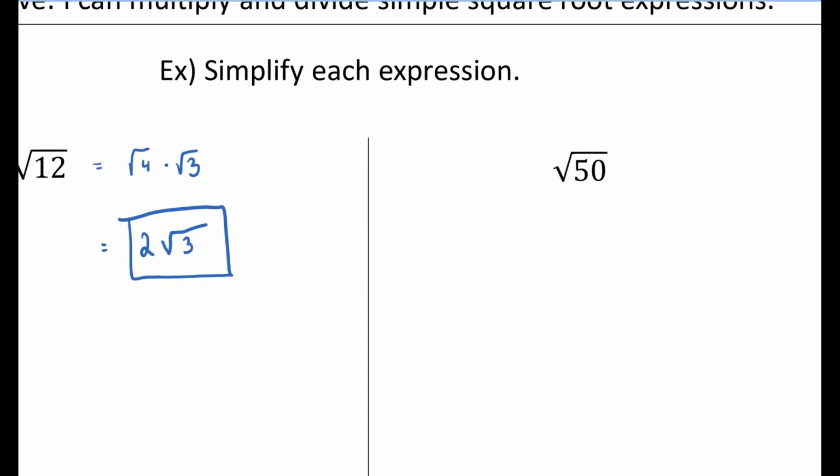Square root of 50. Anytime I get multiples of 5, I get really excited because that means 25 is a factor here. So the square root of 50 is the square root of 25 times the square root of 2, and the square root of 25 is 5. So the square root of 50 is 5 square root of 2.